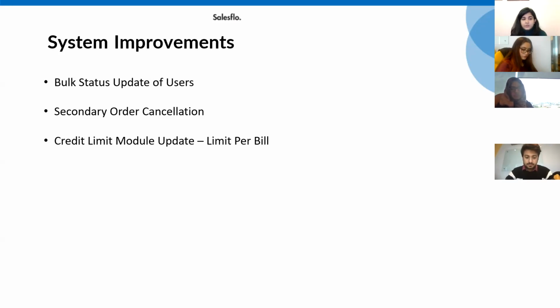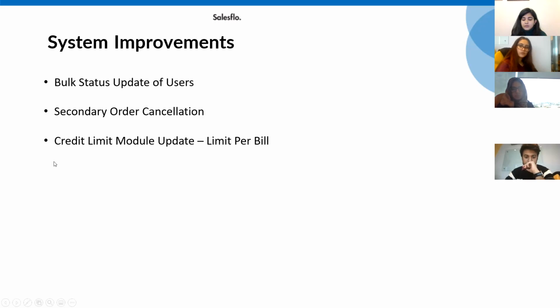Then there's another feature, secondary order cancellation. Now you will be able to cancel your secondary order and mark a reason against it. This is also a minor improvement that we've done. And then the credit module update, which was also talked about. We worked on limit per bill validation as well. All these system improvements are minor, and they can be discussed in more detail with your relevant account managers.